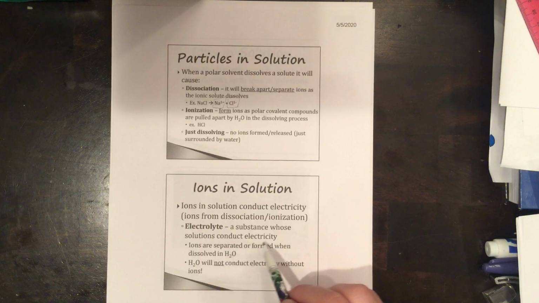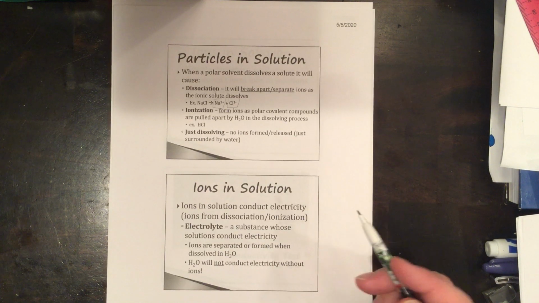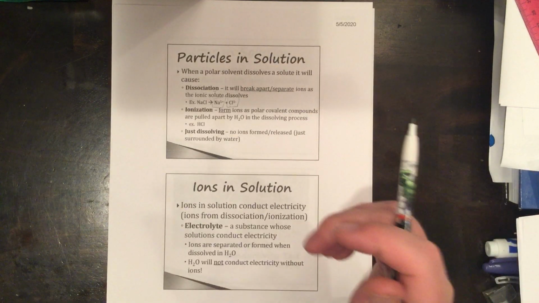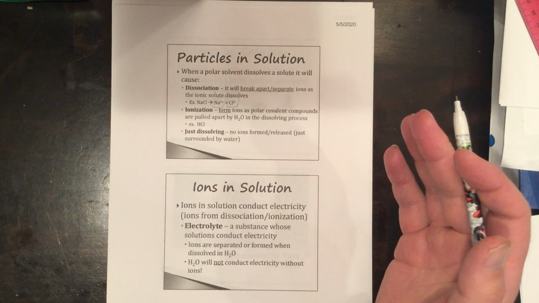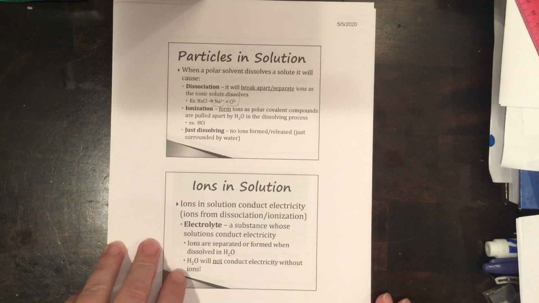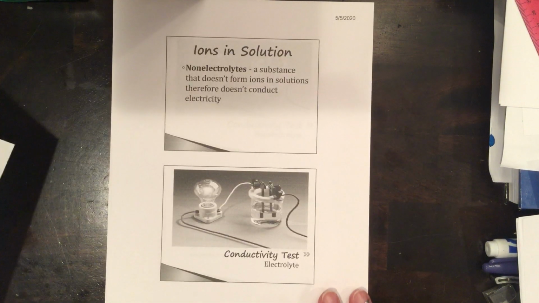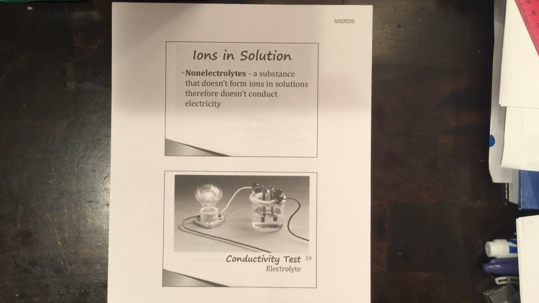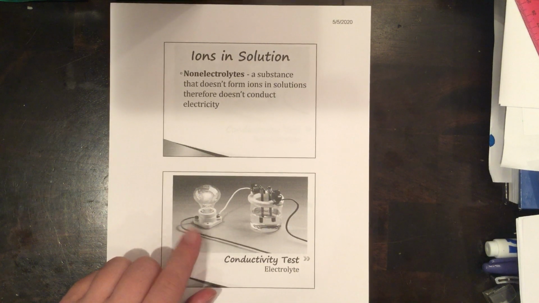Electrolytes allow electricity to be conducted. For example, salt. Salt breaks up into Na and Cl. When those ions are present, that's an electrolyte, and electricity will flow. And then there are non-electrolytes, where electricity would not flow. So these are cool things that you could actually look up.